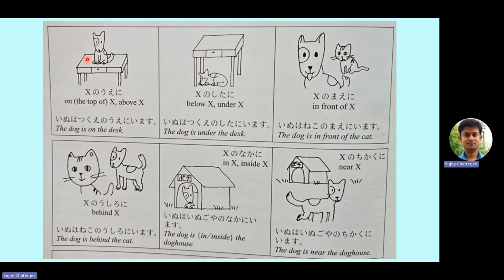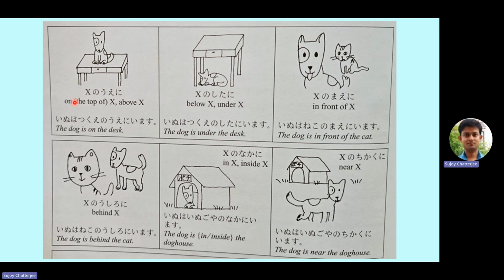In the first one, this puppy is sitting on the top of the table. So it will be X no ue ni. Ue means top. So if X is the table, then tsukue no ue ni. If it is bed, then beddo no ue ni. So how do we say there is a dog on the table?